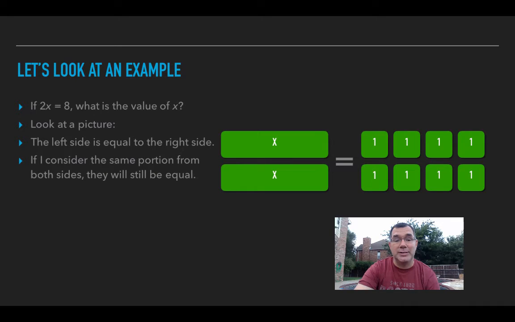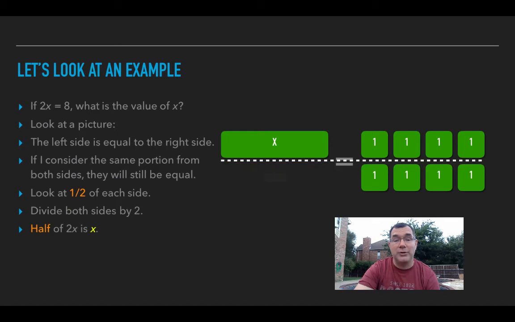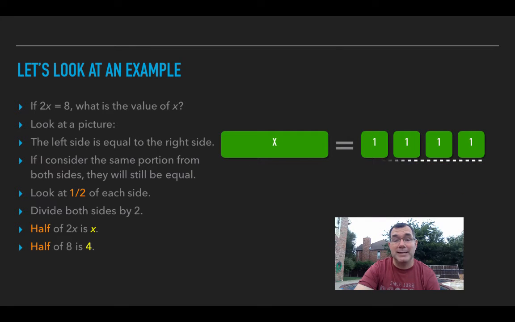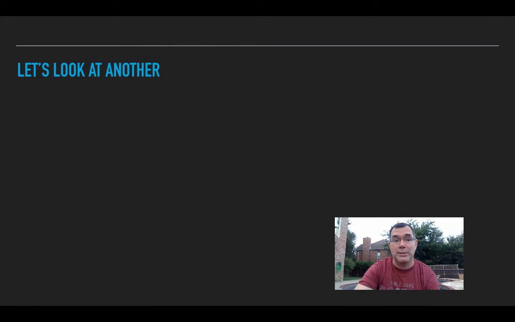So I consider the same portion from both sides, and if I do that, they'll still be equal. So I'm going to look at half of each side. I can do that, and they will still be equal. So if I divide both sides by 2, represented by that dotted line there, half of 2x is just x, and half of 8 is 4, so that means that x is equal to 4. Okay, so that's an example of a one-step equation.